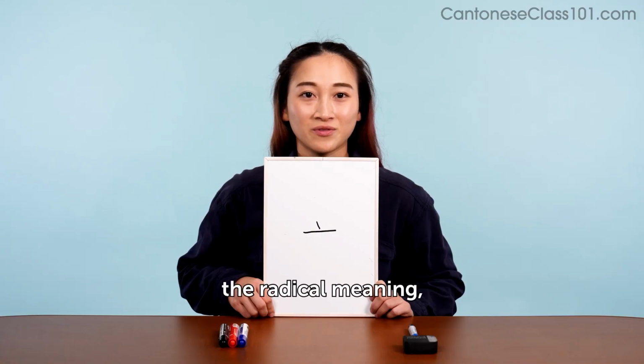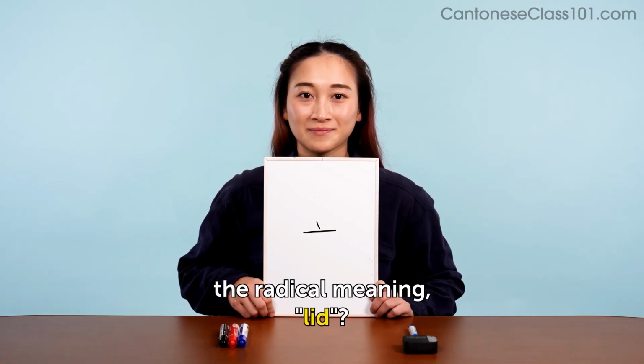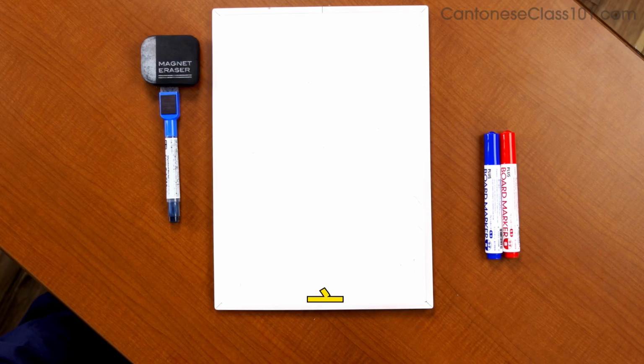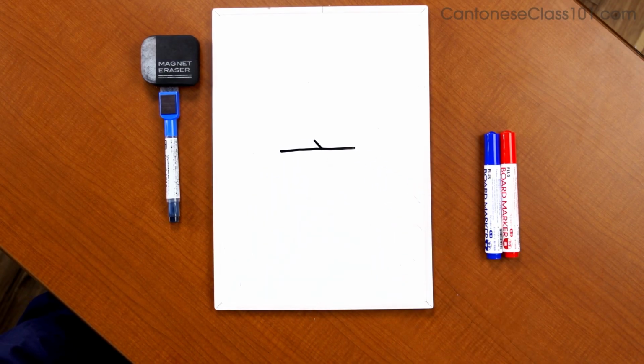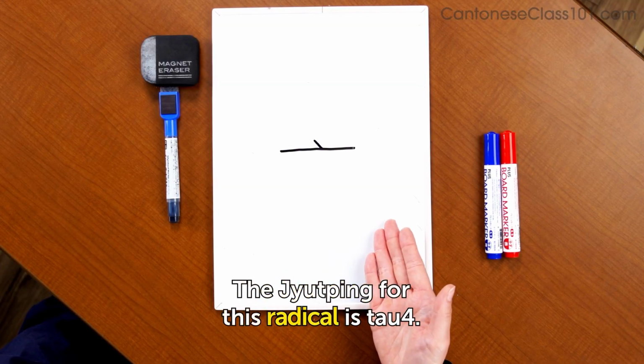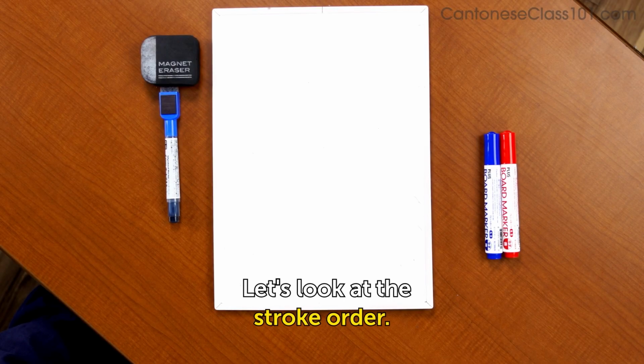Do you know how to write a radical meaning lid? 頭 The Yue Ping for this radical is 頭. Let's look at the stroke order.